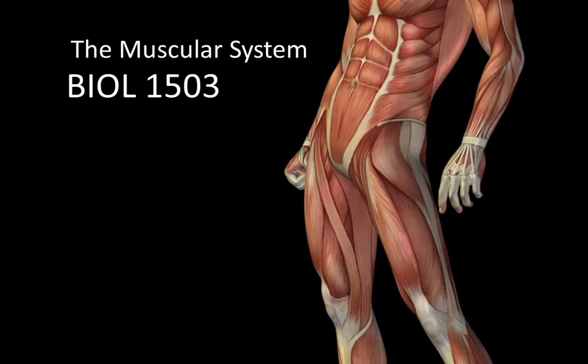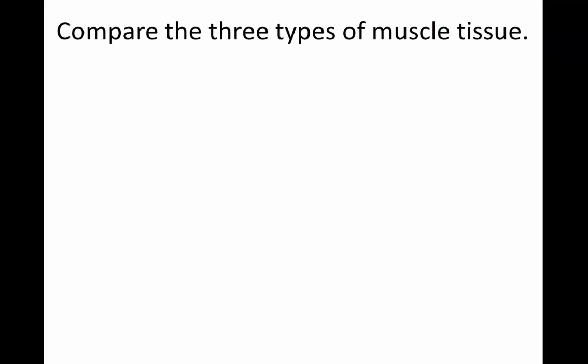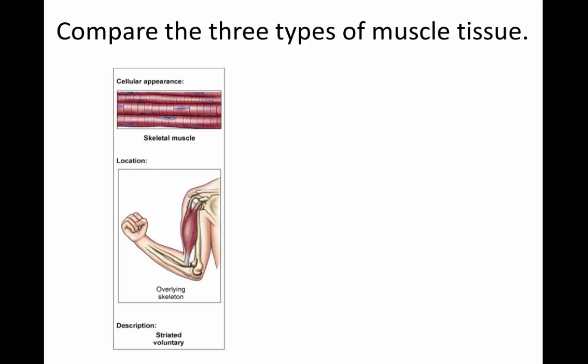Let's begin to discuss the muscular system. We've already looked at the muscular system in terms of muscle tissue, and so we'll take a moment here to compare the three types of muscle tissue as an extension of what we discussed during the unit on tissues. So to start us off, we'll look at skeletal muscle tissue.